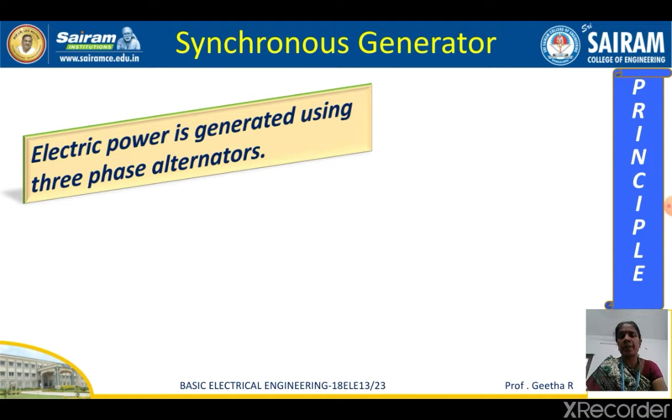Principle of operation of the synchronous generator. The electric power is generated using three-phase alternators. Whatever power you are using at your home or at your office is generated in one place and distributed at the customer end, and you receive and use it. It is generated using the three-phase alternator.